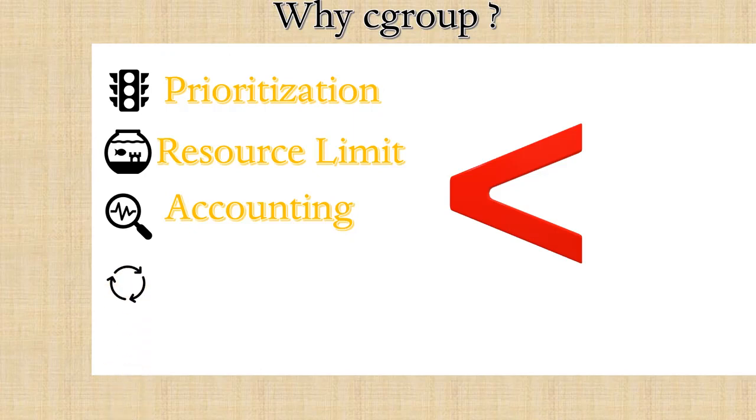Next, you can group a set of PIDs and control them: start, stop, restart, everything. That is called controlling. So these are the four things you can do with cgroup. Next is how to manage cgroups in Linux.